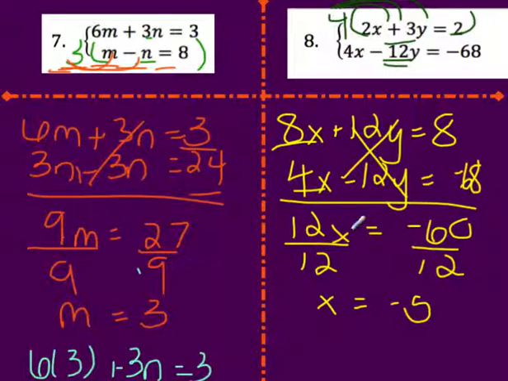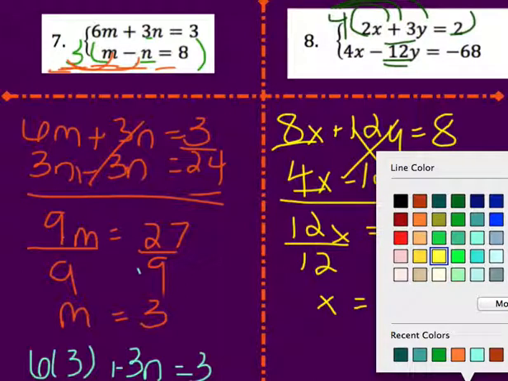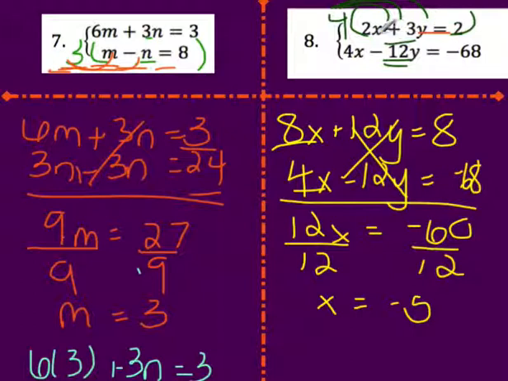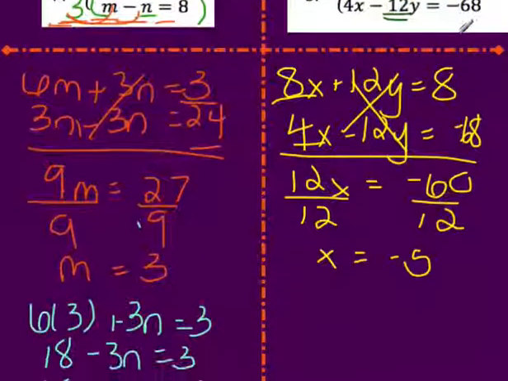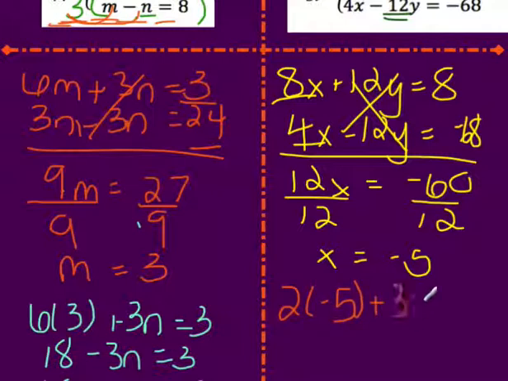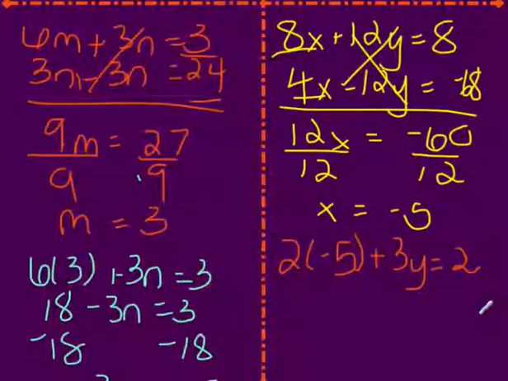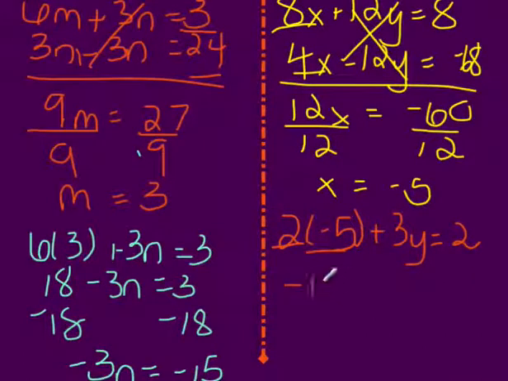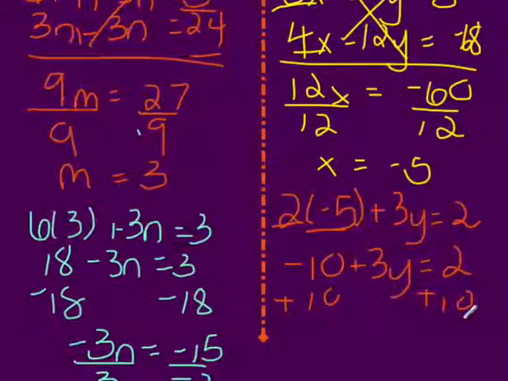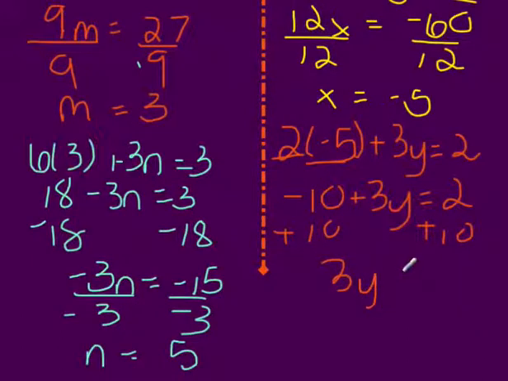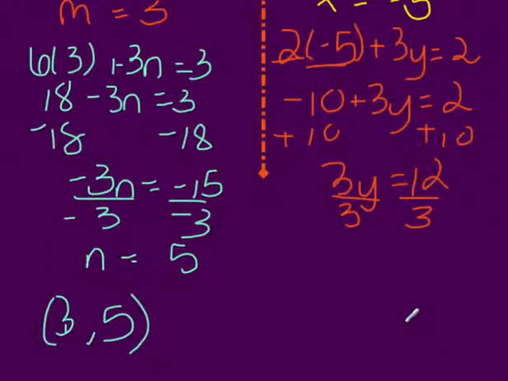Since x is equal to that, the next thing I want to do is plug that back in. I'm going to take this equation right here and rewrite it out. Wherever I see an x, I'm going to put in a negative 5, and the rest of the equation is going to stay the exact same. So 2 times negative 5 is negative 10, plus 3y is equal to 2. Then I need to add 10 to both sides so I can solve for 3y. And then I get that 3y is equal to 12. To solve for y, I'm going to divide both sides by 3. Then y is equal to 12 divided by 3, which is 4.